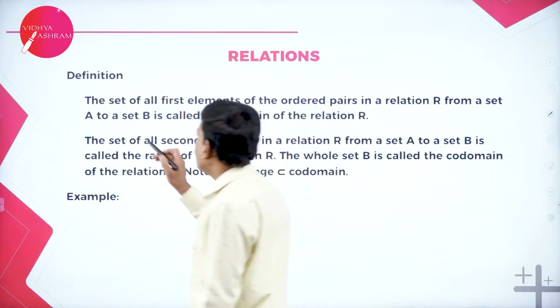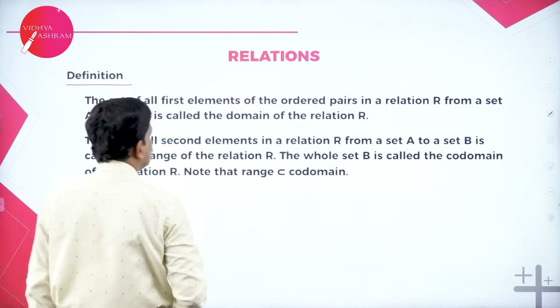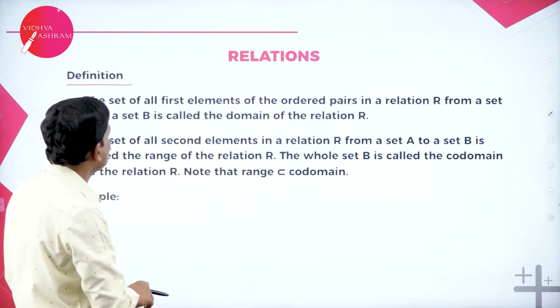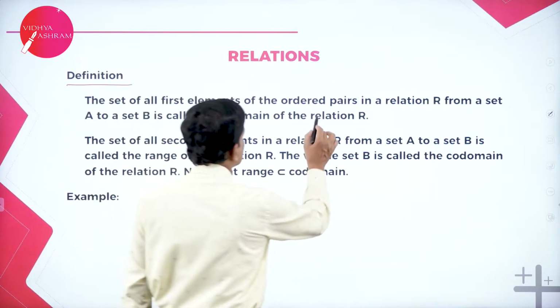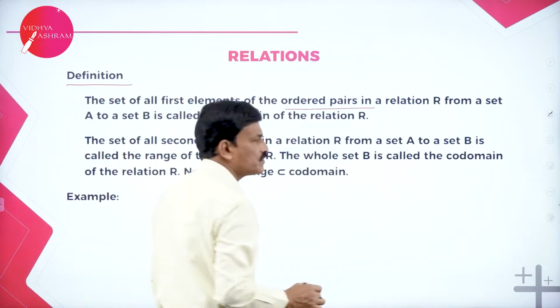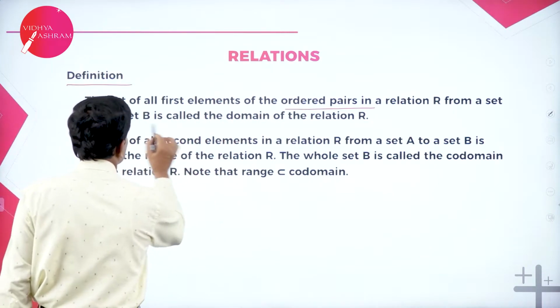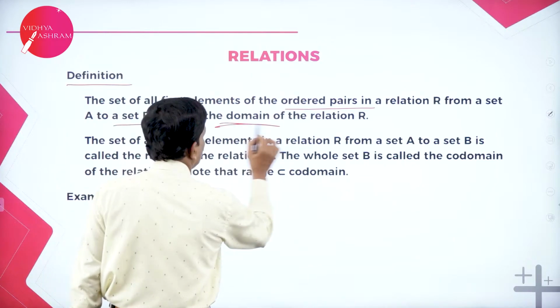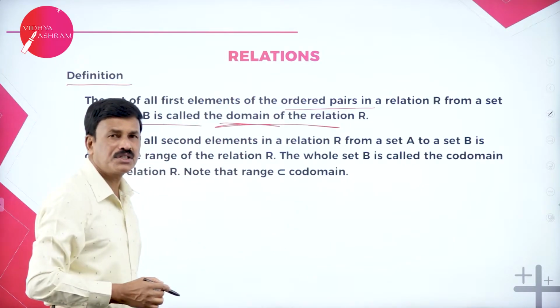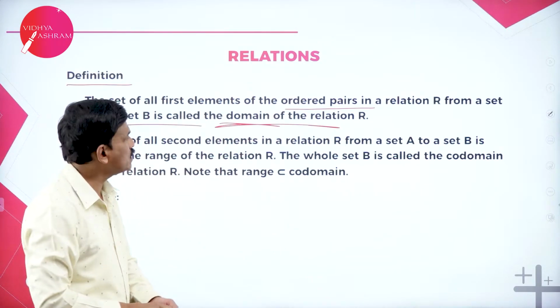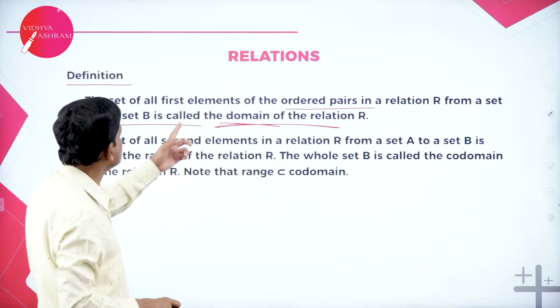Now let us come to the next definition. What is that? The set of all first elements of the ordered pairs in a relation R from a set A to set B is called the domain of the relation. This is very important. Domain means the set of all first elements.